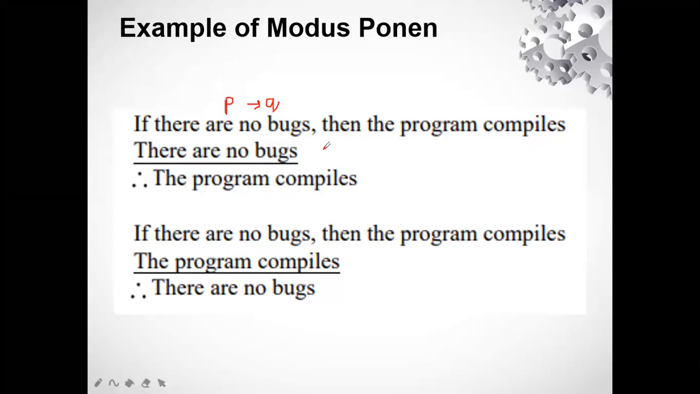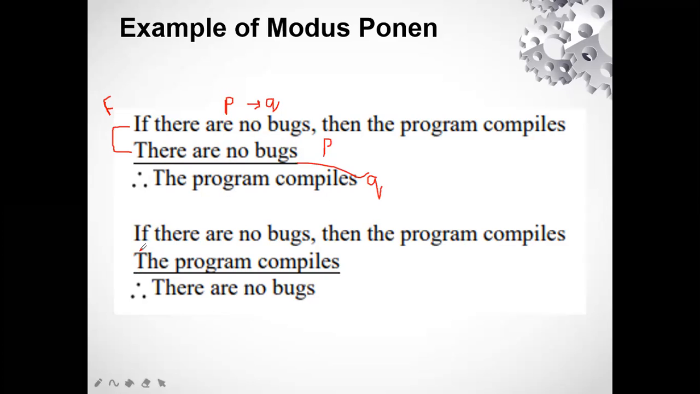There are no bugs. This is P. So what I'm doing is conjuncting P implies Q with P. These two are the facts or premises or postulates. And what I get is the program compiles, which is Q. So if there are no bugs, then the program compiles, and when it says there are no bugs, that means the program compiles.